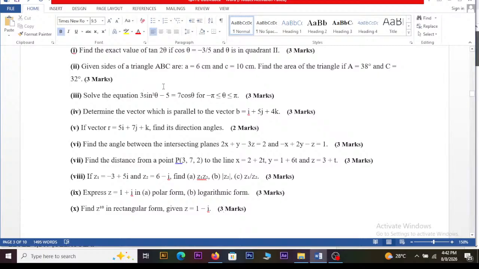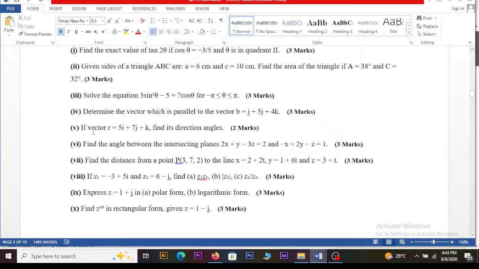So this question is testing you on solving trigonometric equations. Kwa maswali ya Trig kwenye Section A ni 3, na jumla ni marks ngapi? 9. Then question 1, Roman 4. Determine the vector which is parallel to the vector b equal to i plus 5j plus 4k, 3 marks. Hili ni swali la vector ambapo unatakiwa utafute vector ambayo iko sambamba na vector uliyopewa.